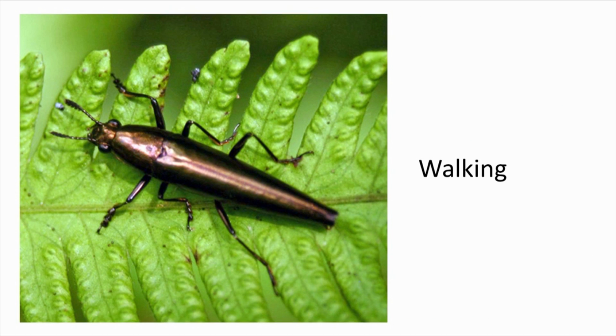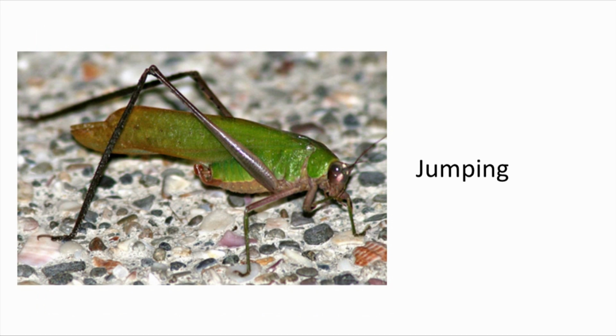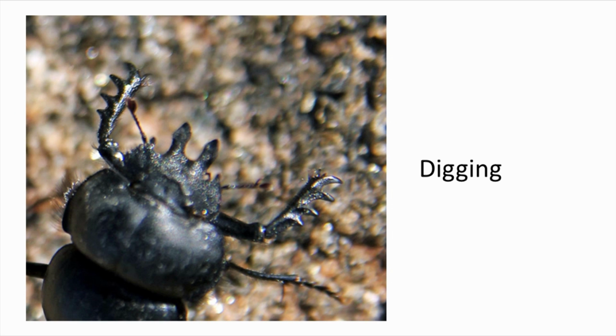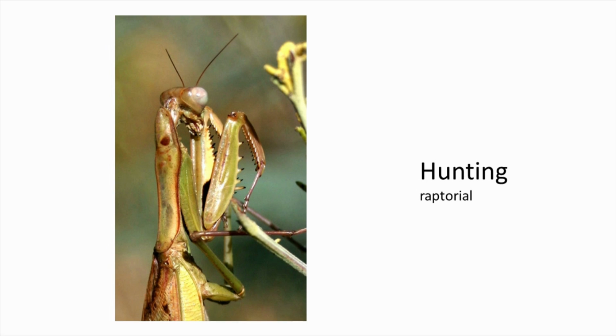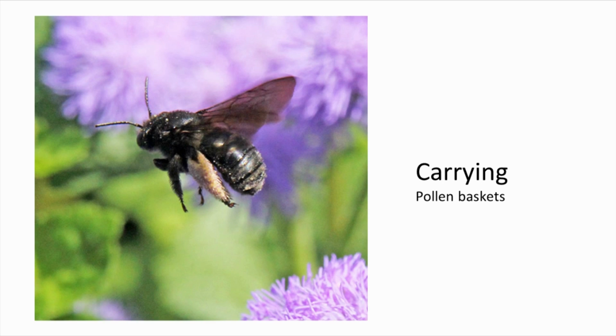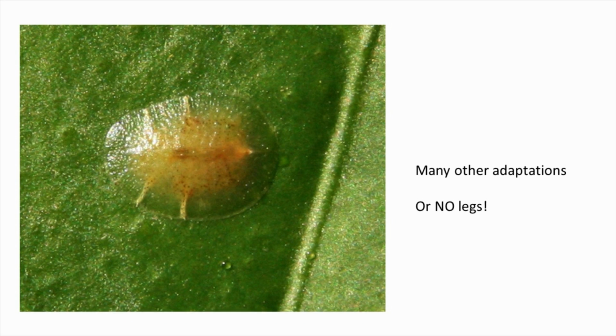The legs, of course, are used for walking, but in many cases they have been modified for slightly different functions. In some cases, they function as springs for jumping. Others have been modified for digging or for hunting, as in the raptorial legs of the mantids that grasp their prey. Many bees have their hind or middle legs adapted to carry pollen that they collect from flowers to take back to their nests. And there are many other examples of how insect legs have been modified to accomplish specific tasks.